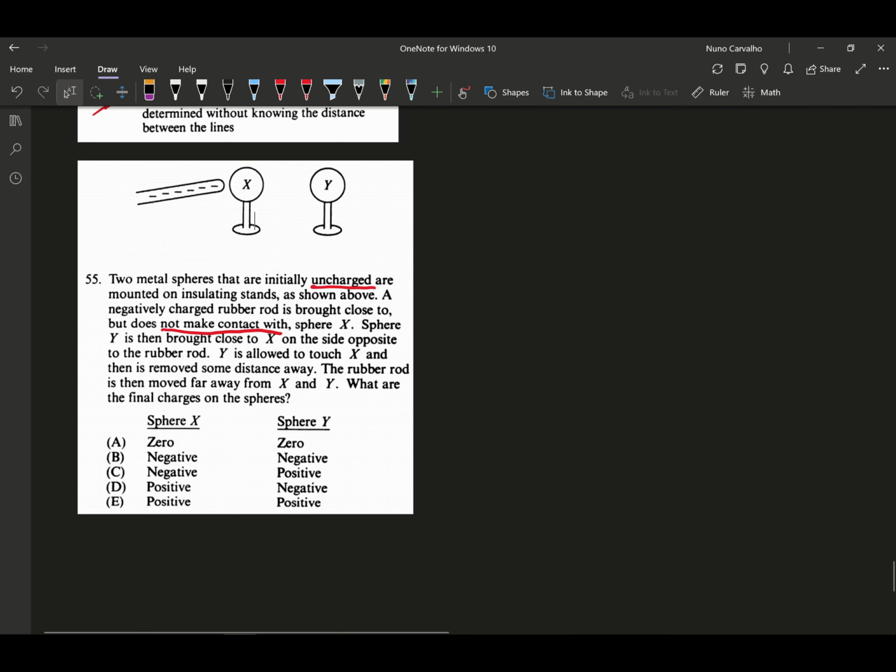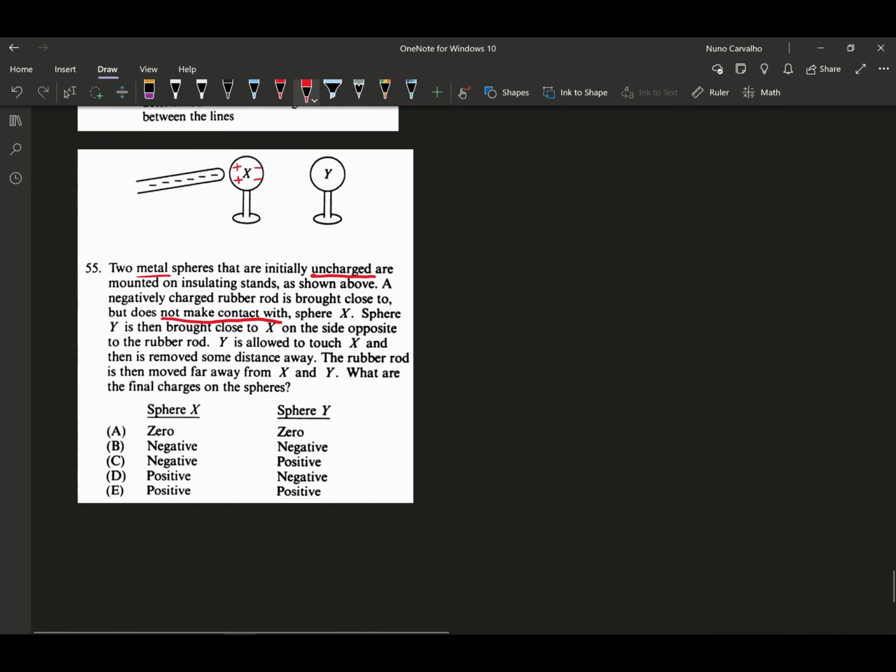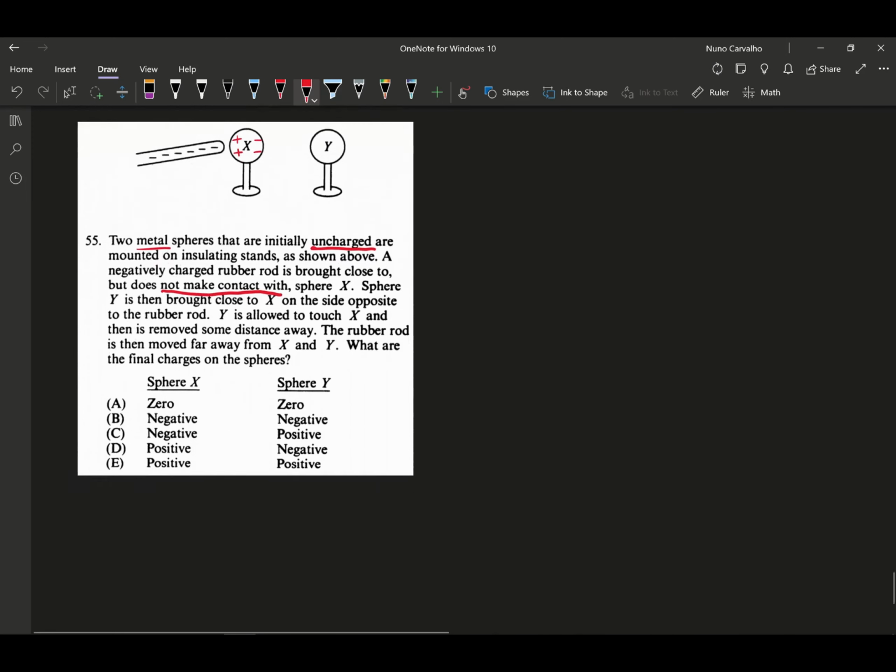Let's go step by step here, because there's a lot of things going on. First, X and Y are separated, but the negative charge rod comes close. What happens is that inside of this metal sphere, which keep in mind is a metal, so it's conducting, that means charges can move around. We're going to see a buildup of positive charge on the left side and a buildup of negative charge on the right side. And that's because, of course, opposite charges attract, while like charges repel.